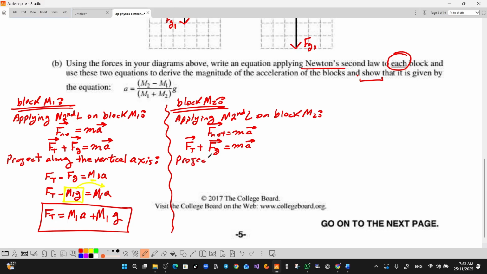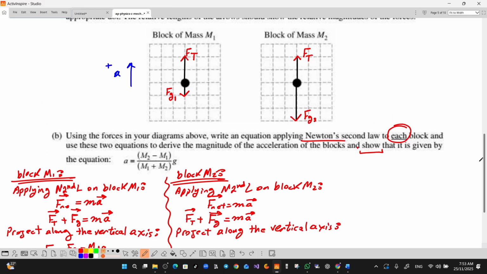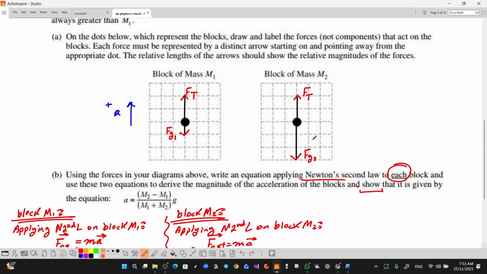Now project along the vertical axis, and we will get the following. Here, in this case, the acceleration is acting downward because block M2 is accelerating downward, which means the positive sense must be taken in the direction of acceleration. Any force pointing down should be treated as positive, and any force opposing this direction should carry a negative sign. So we simply add plus and minus accordingly for Ft and Fg.